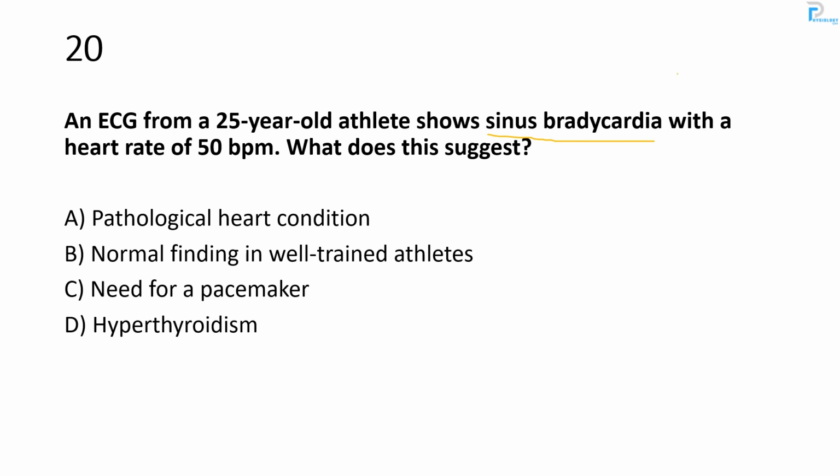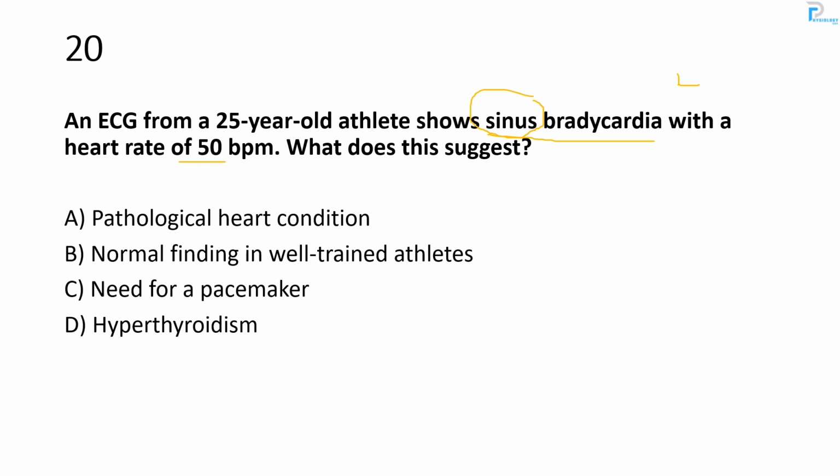We see here the heart rate is 50 beats per minute, so it's lower than normal, which in a young adult is around 60 to 100. That is a normal heart rate. So here it is less than that, so it's bradycardia. Sinus means the pacemaker is normal, meaning the pacemaker is the SA node.